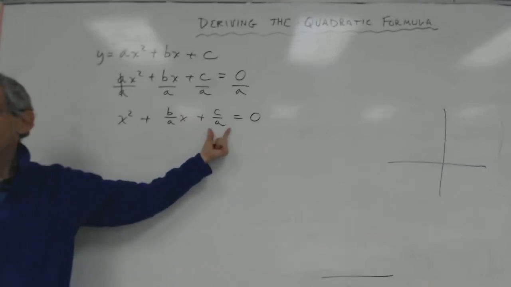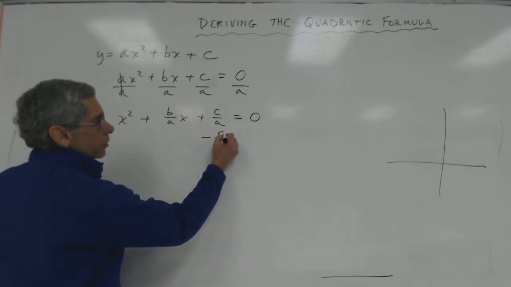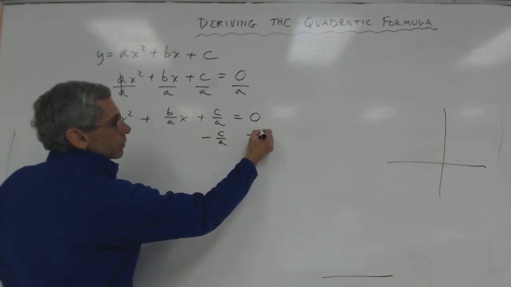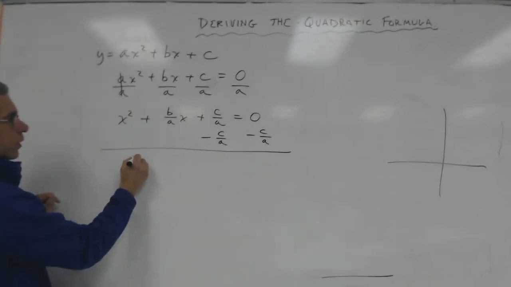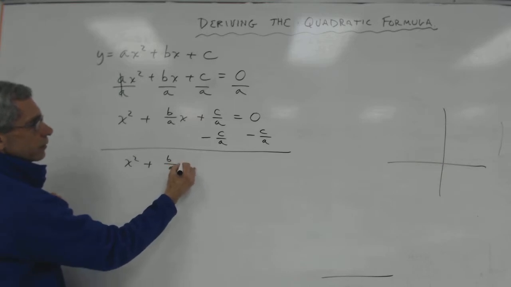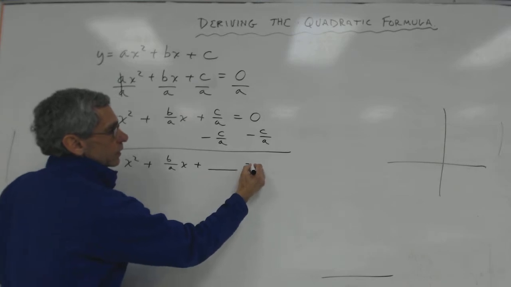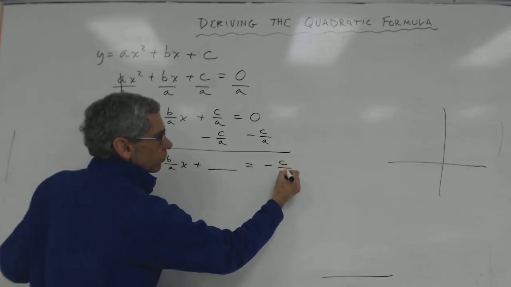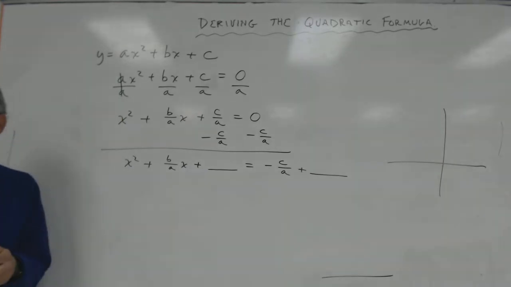Yeah, the c over a, right? That's got to be moved over to the other side. So I'm going to subtract c over a from both sides. Subtract c over a, and that gives me x squared plus b over a x plus space equals negative c over a plus space. You guys agree with me? Aren't you glad you're not doing this?